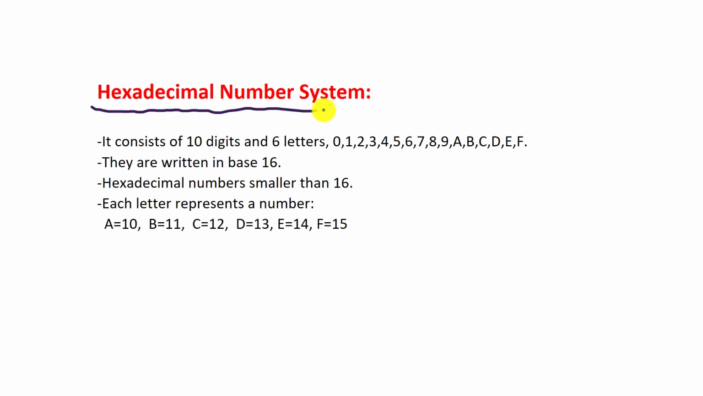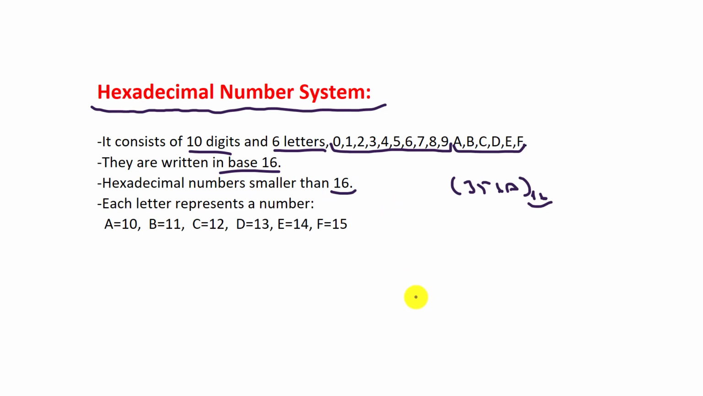The last number system is the hexadecimal number system. If you look at the features of this system, it consists of 10 digits and 6 letters. They are written in base 16. The base must be 16. Hexadecimal numbers are smaller than 16; in parentheses, the numbers must be smaller than 16. Each letter represents a number: 10 is A, 11 is B, 12 is C, 13 is D, 14 is E, and 15 is F.